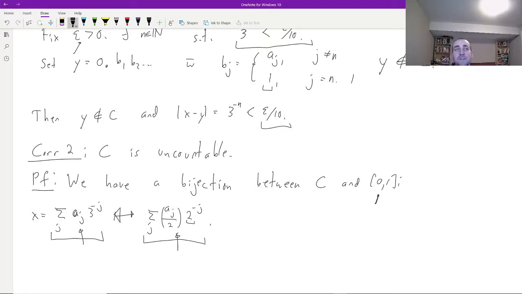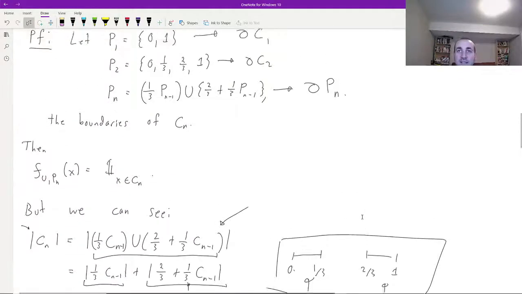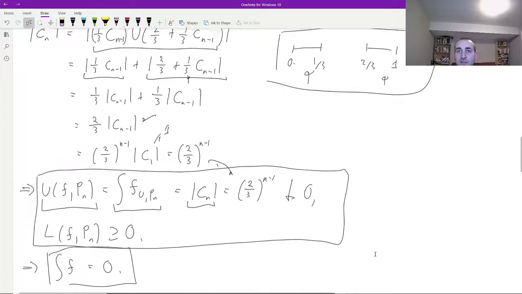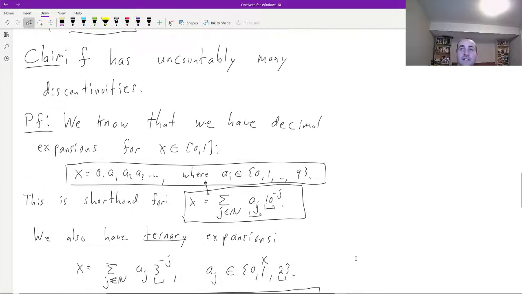Okay, let's put together all of the things that we did in this video. We defined this set C and this function f that was just the indicator function that x is in C. We checked that f is Riemann integrable, and indeed we even calculated the integral, despite the fact that this function f has uncountably many discontinuities. It's discontinuous at every point x in C, and C itself is uncountable. All right, so that's sort of nice.